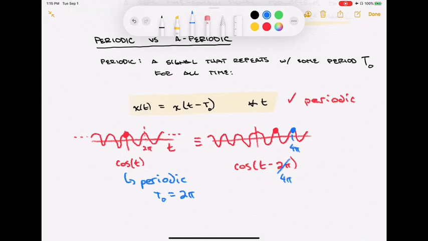Usually we give the smallest value of T. That's called the fundamental period. So T naught, the smallest one that works, is called the fundamental period. But it also turns out that any integer multiple of that fundamental period is also a period. Usually we just stick with the fundamental. And so in this particular case, the fundamental was 2 pi.